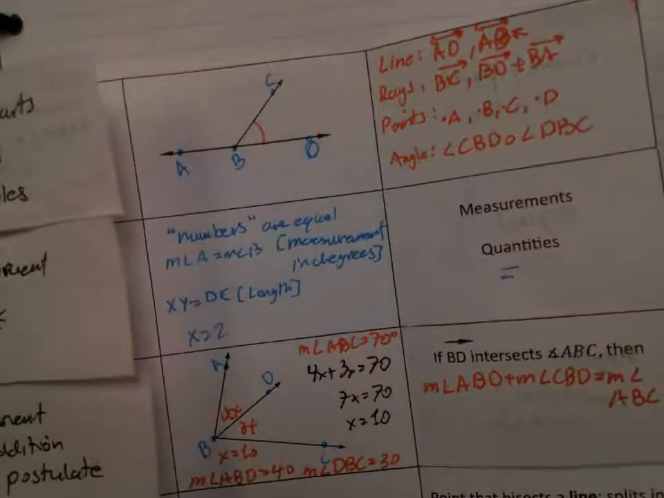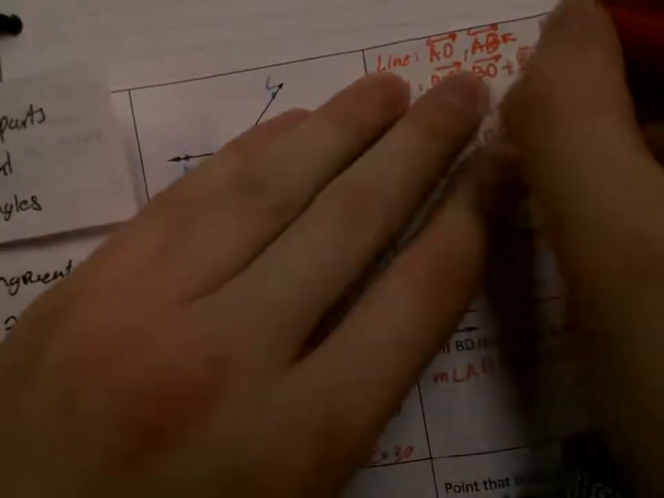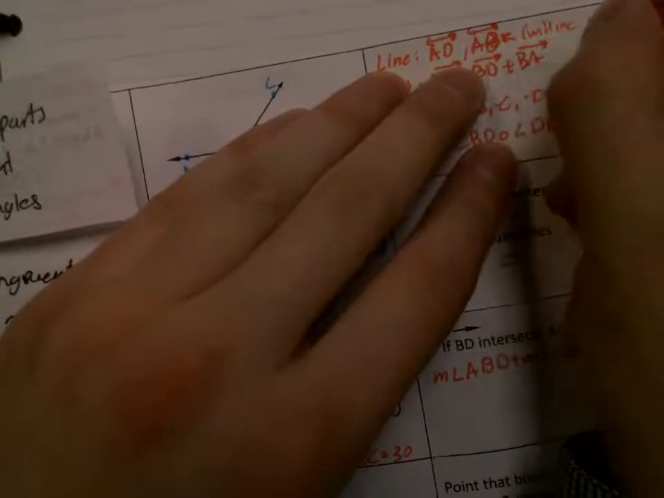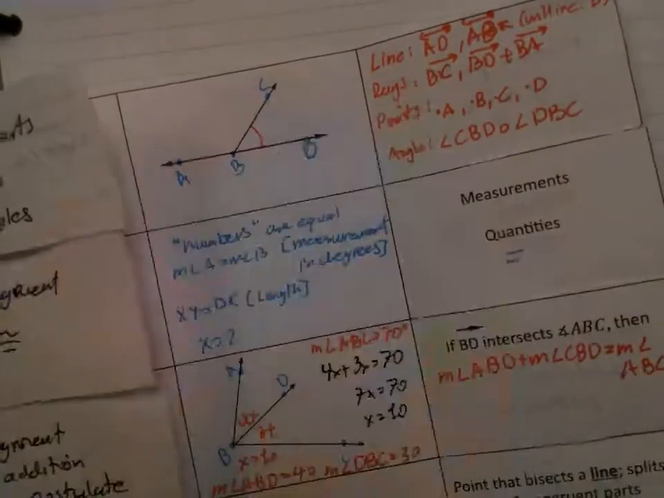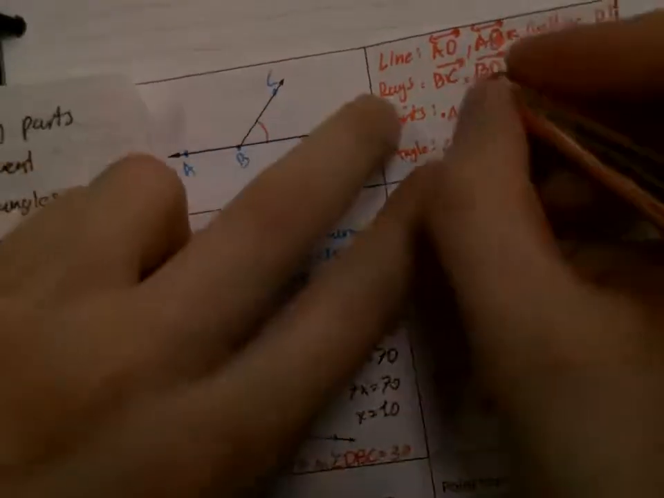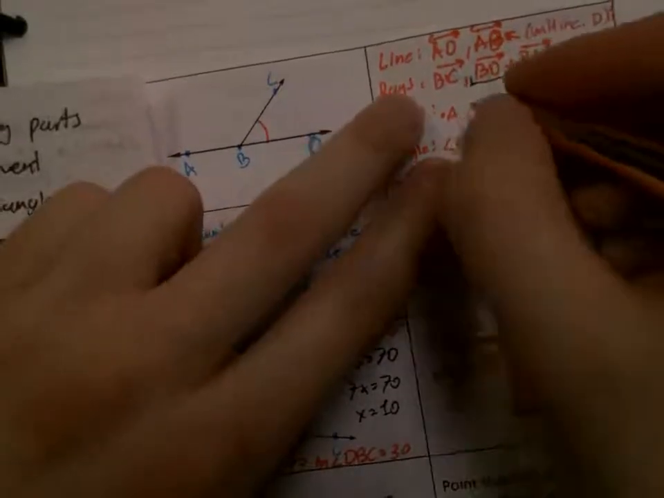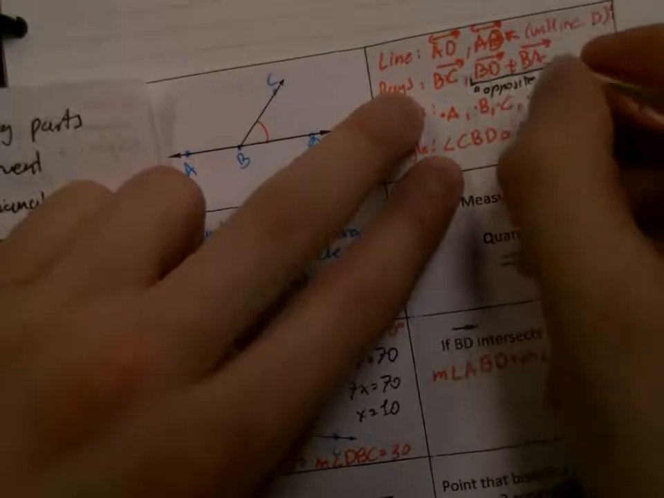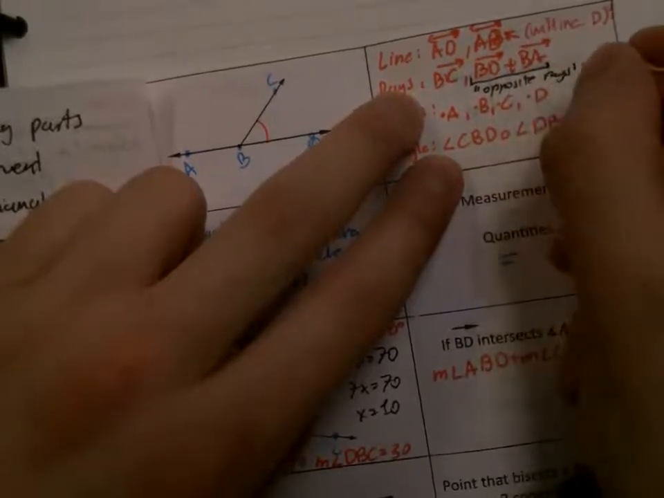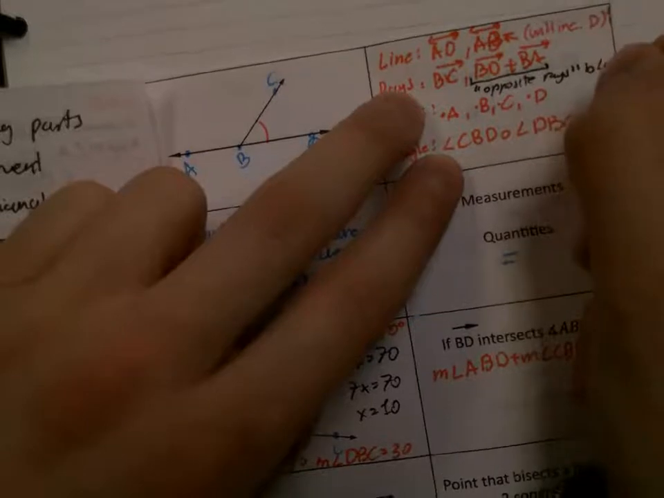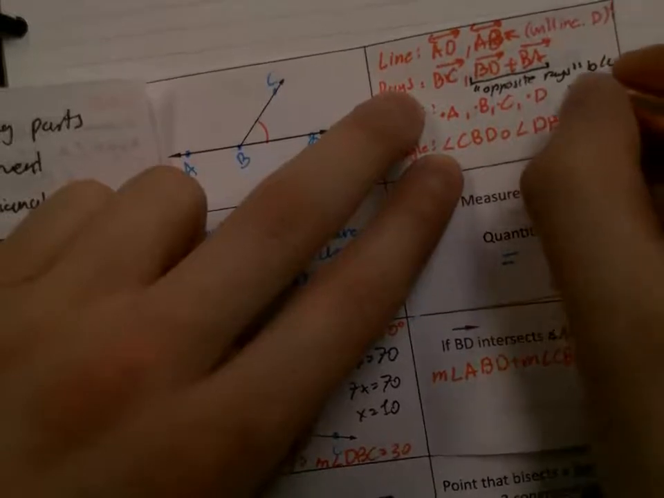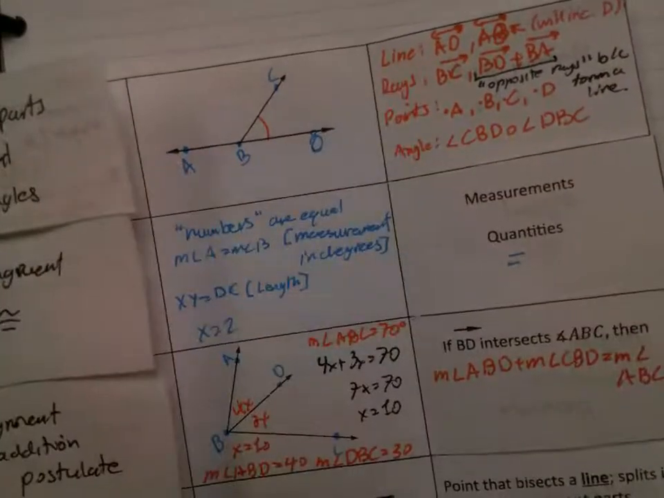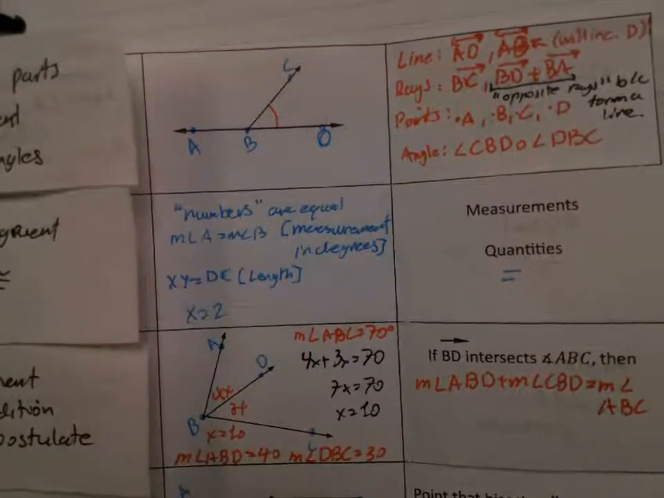All right. And finally, keep in mind that AB will include D. And when we have two rays that are opposite each other added together, they form a line. So opposite rays form a line. All right, there you go. And that is the complete set of notes for 2.1.